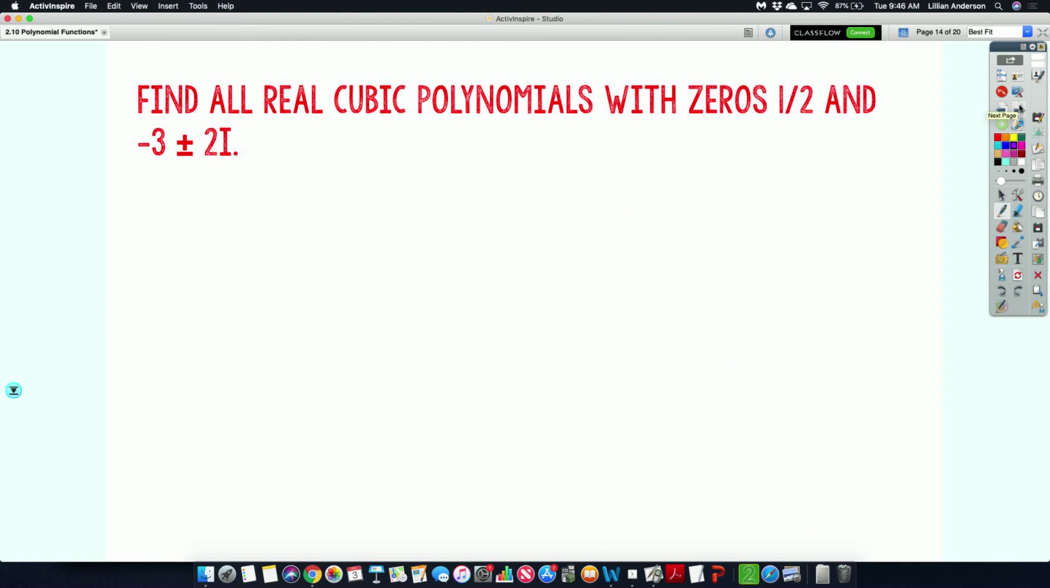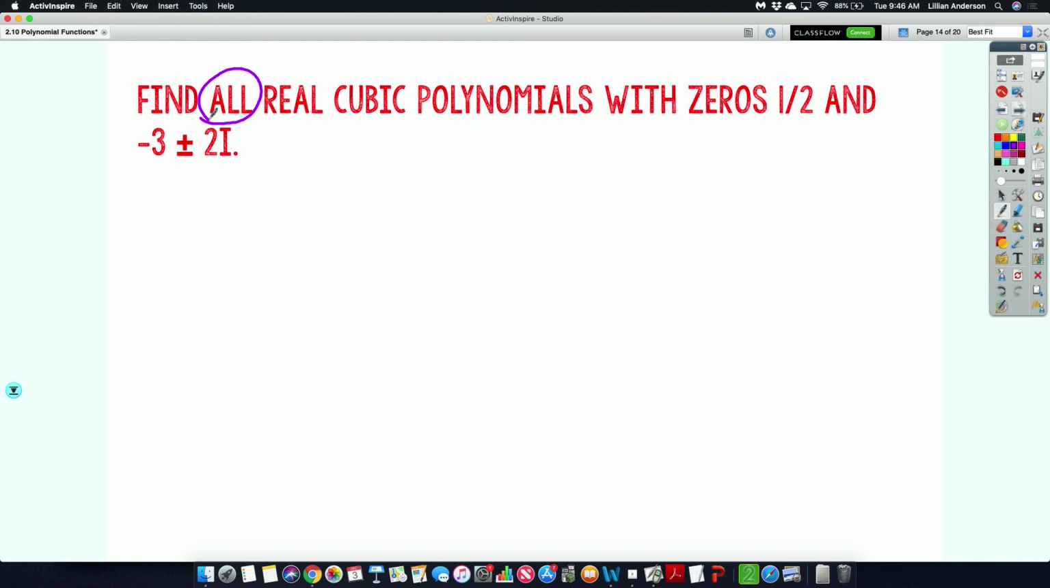We're going to find all real cubic polynomials with zeros of 1/2 and negative 3 plus or minus 2i. Okay? You guys did something similar to this back in pre-cal when you were asked to write a polynomial function when you're given the zeros. The only difference between this and what you did in the past is the word all. No, retract that entire thing. I was going to say we still go through it the same way, and I was like, no, we don't. I apologize. Okay, go ahead and get this down in your notes.